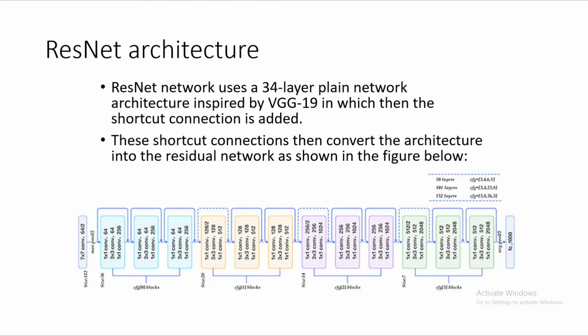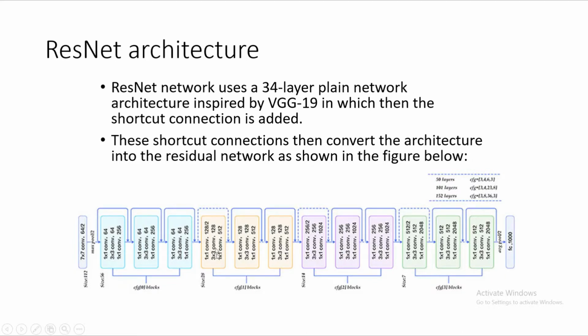So here they have shown, as we can see, the 34 layer plain network architecture, inspired by VGG19, in which the shortcut connections are added, and these shortcut connections convert the architecture into the residual network, as shown in the figure below. Here we can see the architecture is the same as VGG, but the difference is that it adds the shortcut, or skip connection.